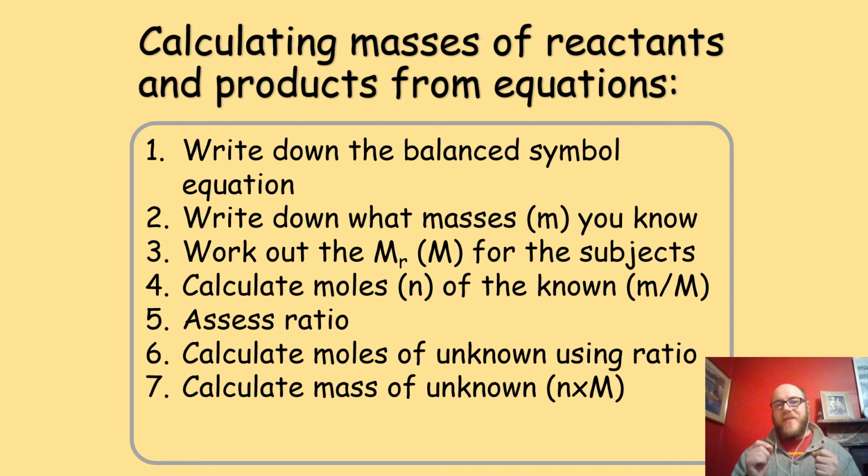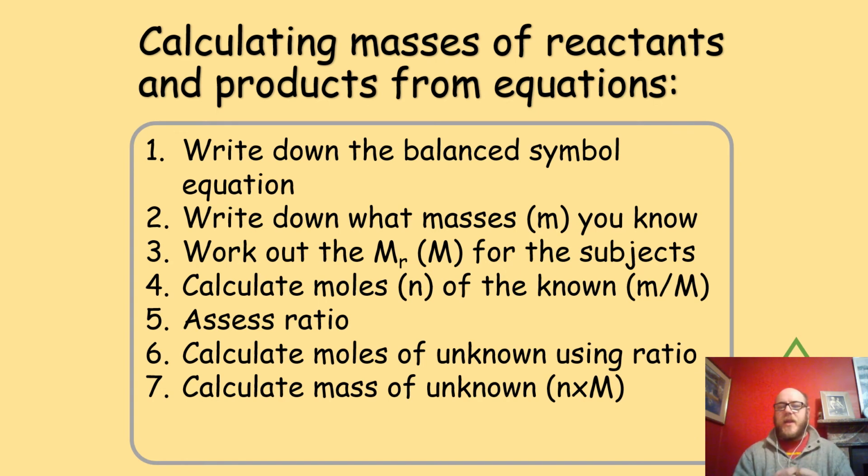You work out the relative molecular mass or the relative formula mass for the things that you care about. Remember that chemical equations can be long and complicated, but you're only interested in the reactant and the product it's talking about in the question. I'll show you an example of this in a moment. But if they ask for oxygen and water, yes, you've had to put the hydrogen in the balanced symbol equation, but you don't need the mass of the hydrogen. You don't care about that. It's completely irrelevant for working out the mass.